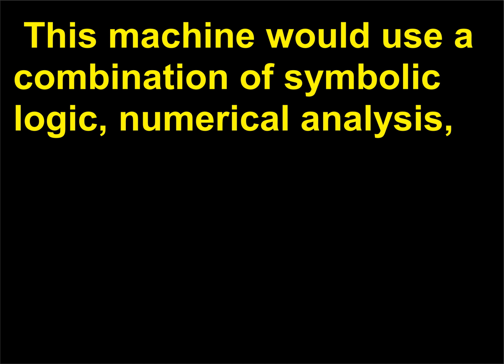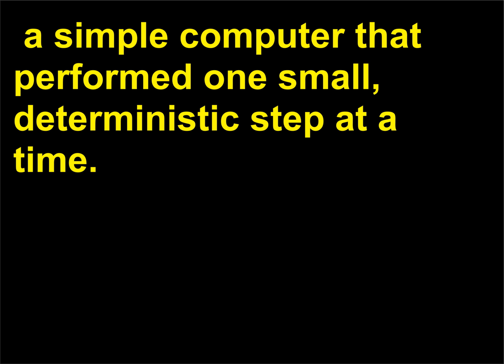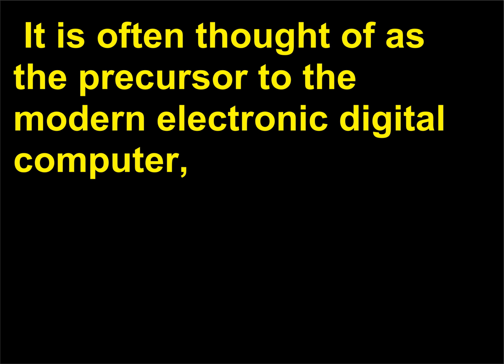This machine would use a combination of symbolic logic, numerical analysis, electrical engineering, and a mechanical version of human thought processes. His idea became known as the Turing machine. A simple computer that performed one small, deterministic step at a time. It is often thought of as the precursor to the modern electronic digital computer.